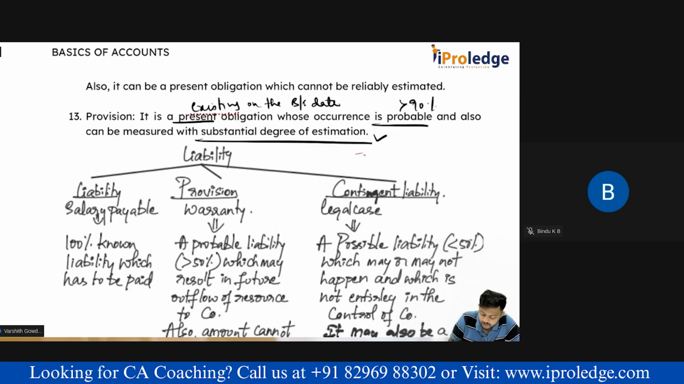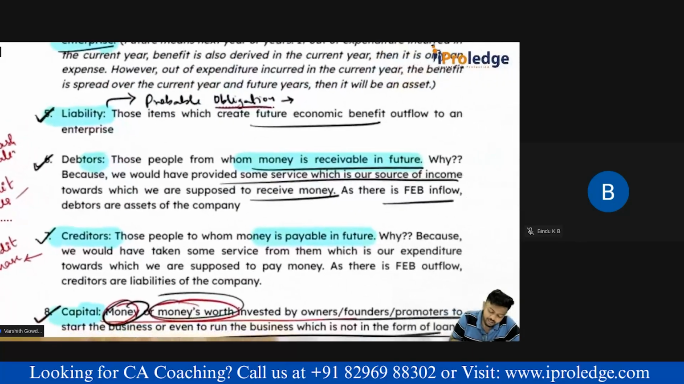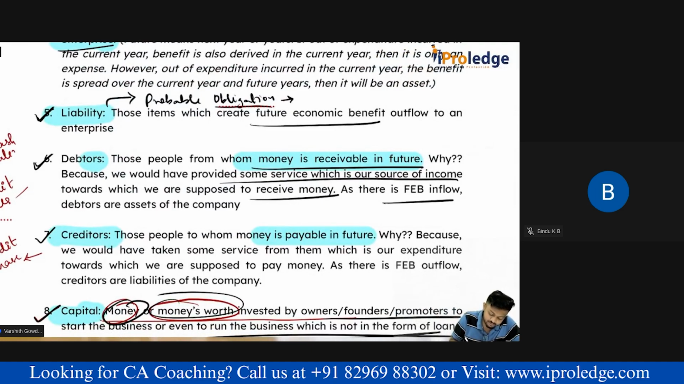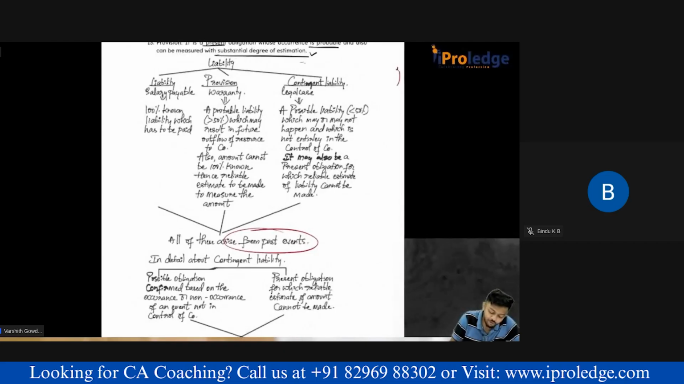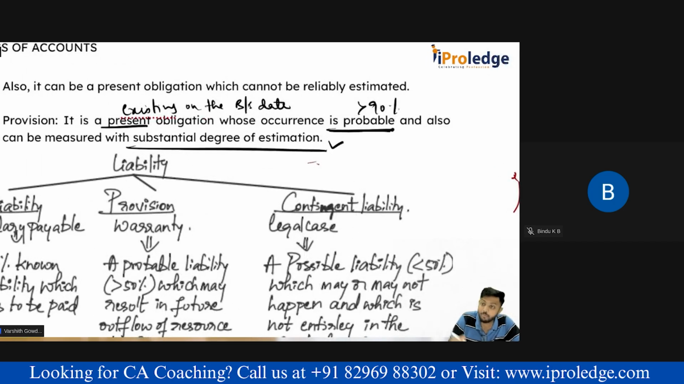Now the thing is, if you see, the provision definition is as good as liability. Then why have they bifurcated provision and liability? See, come here, if you see liability, what is liability? Items which create future economic benefits outflow. Don't you think liability is also a present obligation? Yeah. Today we have to pay it to some person. Is paying of the money probable in case of liability? Yes. More than 90% chances, 90% and 100%, we have to pay them. Then how come it is bifurcated?